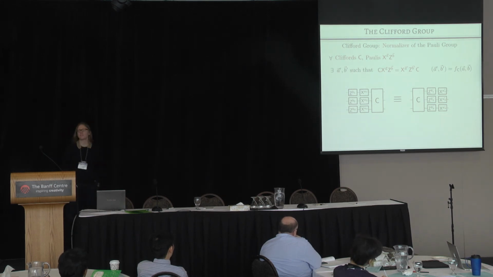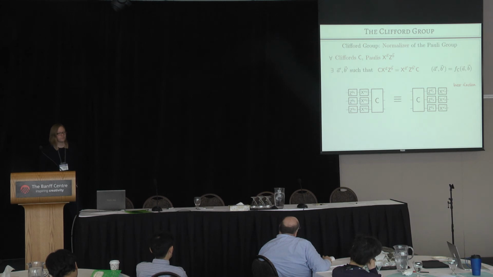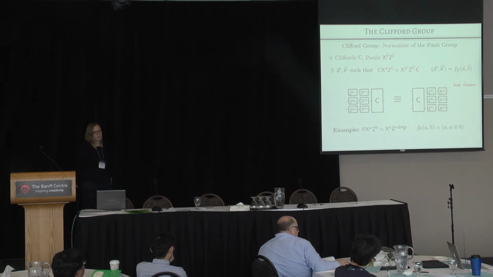So there's some function that depends on C, f sub C, which maps A and B to A prime and B prime such that this identity holds, such that it is always true that C times X^A Z^B is equal, up to some phase, to X^A' Z^B' times C. And it's not obvious, but this function is always linear for any Clifford C. So for example, one example of a Clifford is this phase gate P, which satisfies this identity. So we could say that f sub P of AB is equal to A plus B mod 2.